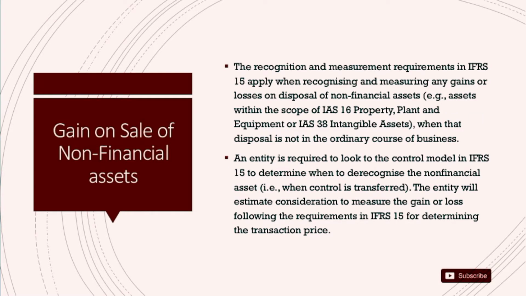Last but not the least, a gain on sale of non-financial assets. So this is basically an amendment in the revenue recognition standards to include the gains on non-financial assets such as property, plant and equipment or intangible assets. So the standard specifically deals with two areas. The first one is the control. When do we say that we have a gain or loss, which means when we de-recognize there is a gain or loss. Now the question is when we can say that we have to de-recognize.